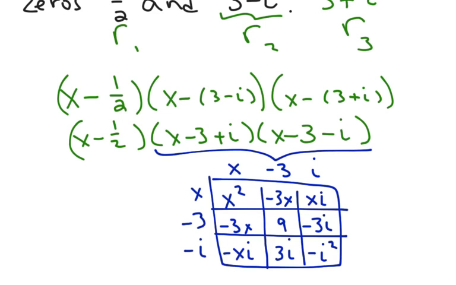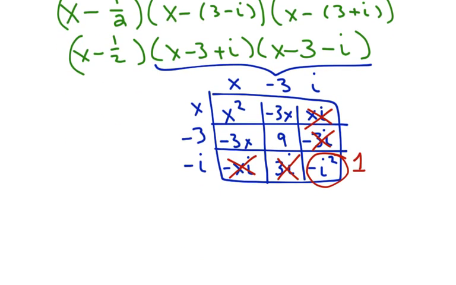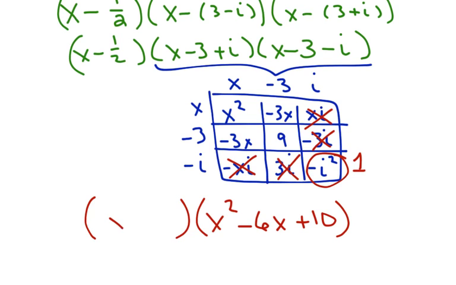One of the things you're going to notice is that these are opposites, these are opposites. This becomes 1, because i squared is negative 1, so negative i squared must be positive 1. So you're left with x squared minus 6x plus 10. And look, imaginary components gone.